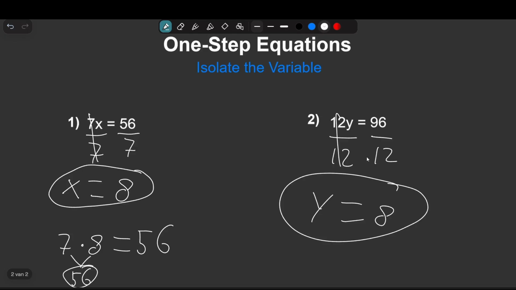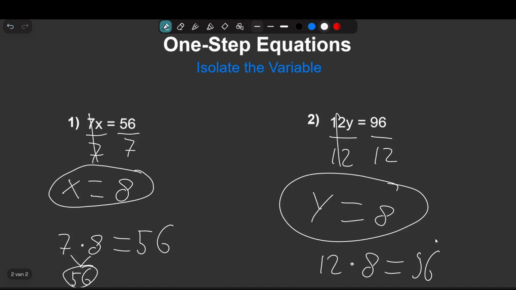And again, we can check this by rewriting our problem with the correct value plugged in. So we're going to do 12 times our variable, which is 8. 12 times 8 equals 96. And this is correct because 12 times 8 does equal 96. So y equals 8 will be our final answer.